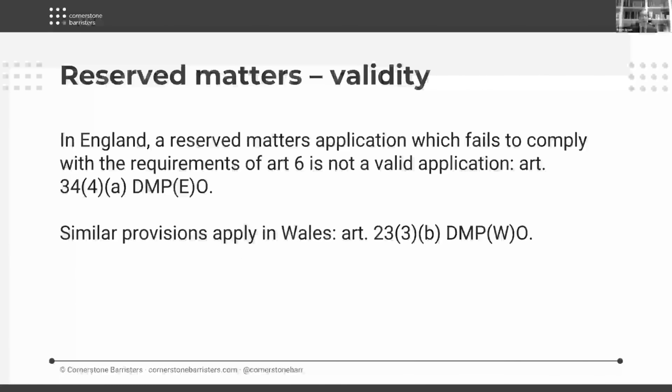The position in England and Wales for non-compliant applications is the same. If a reserved matters application does not comply with the relevant requirements of Article 6 in England or Article 4 in Wales, that is not a valid application. And the local authority can refuse it as such, or can indicate to the developer that the application needs amending or supplementing if it is to be determined.